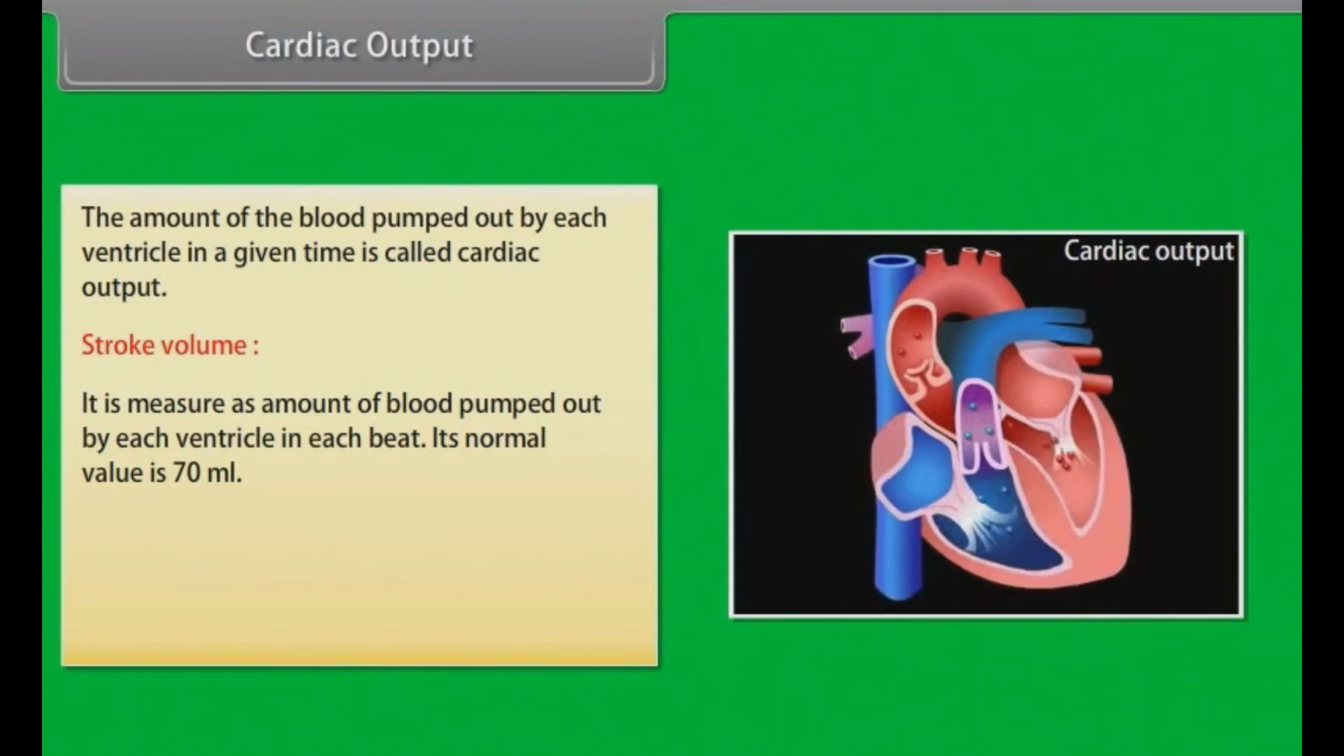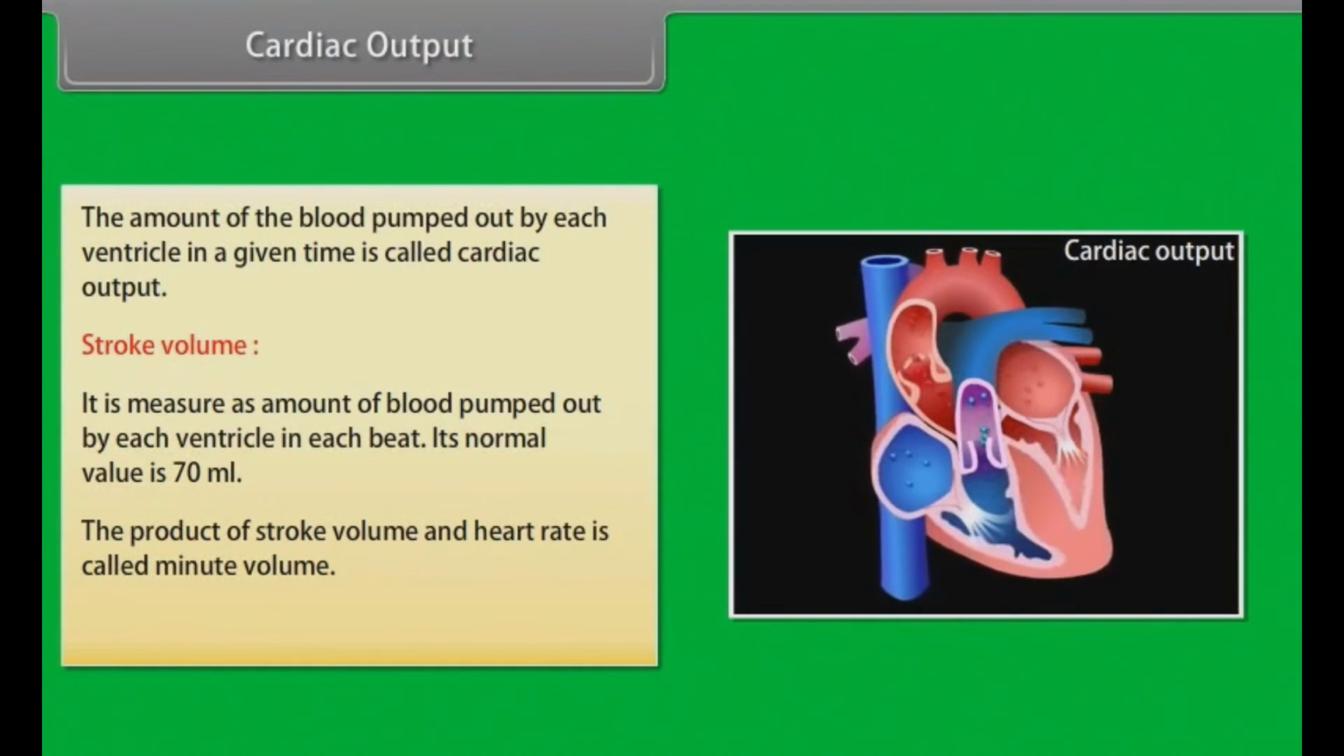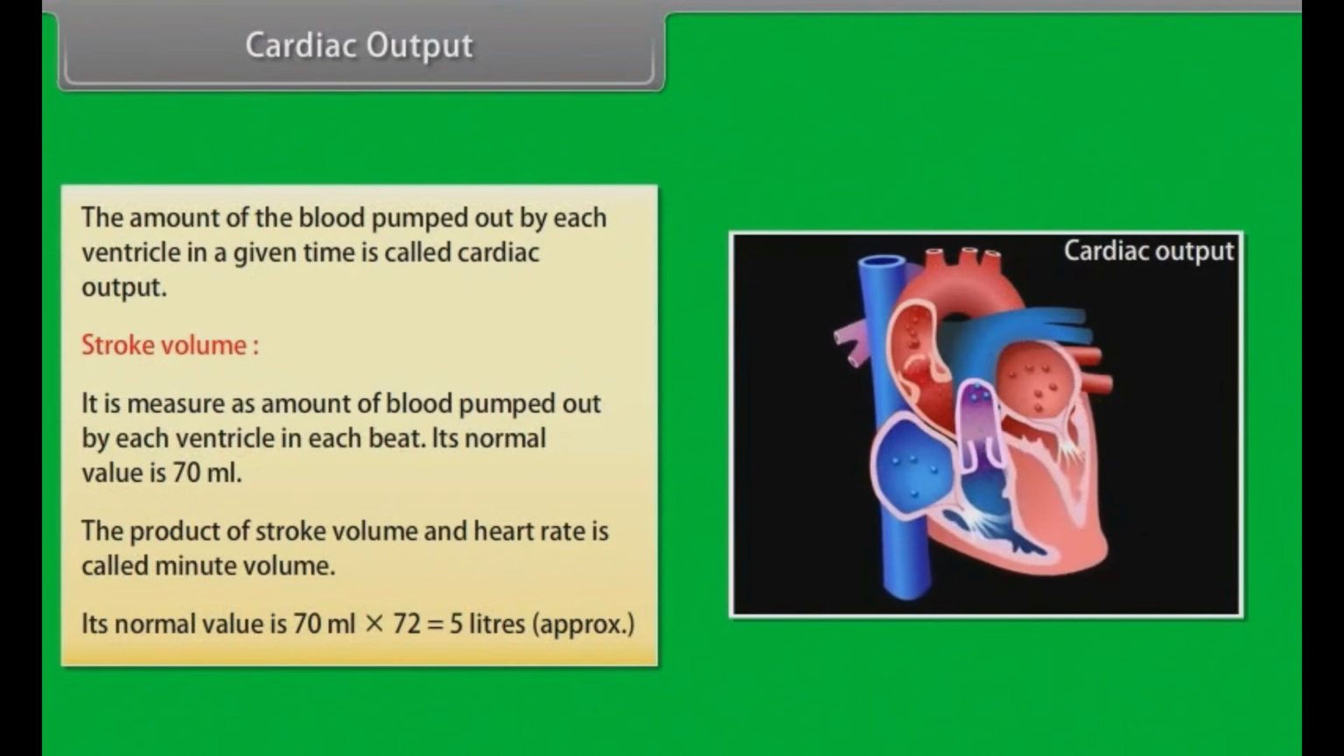The product of stroke volume and heart rate is called minute volume. Its normal value is 70 milliliters times 72, which equals approximately 5 liters.